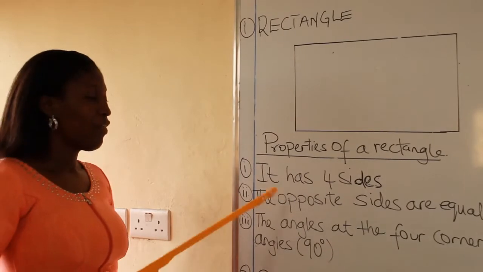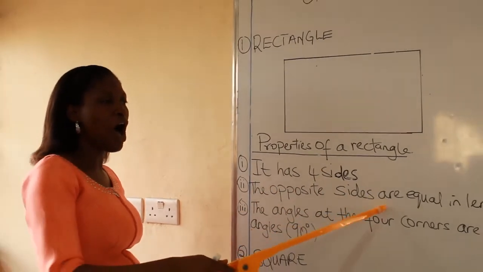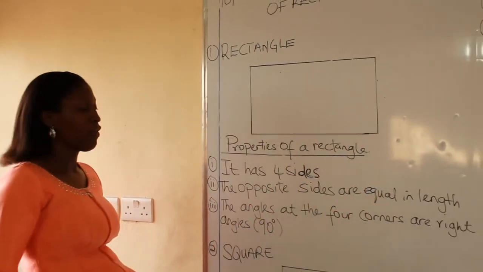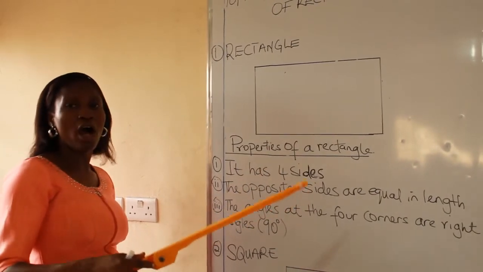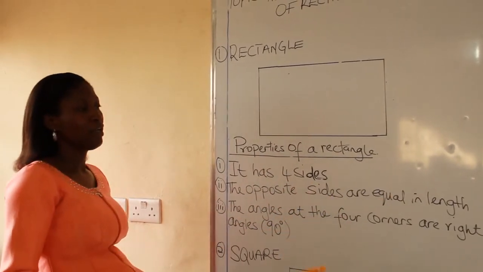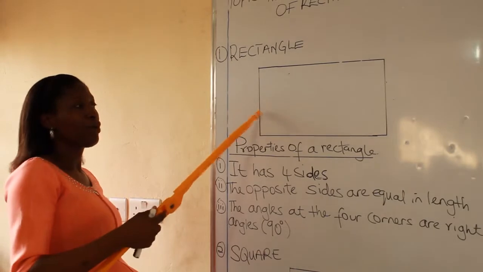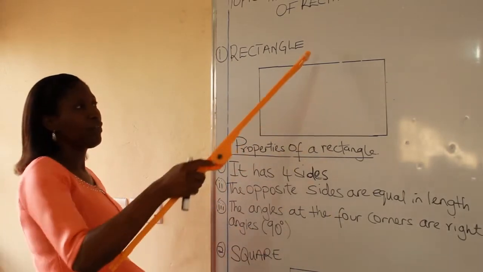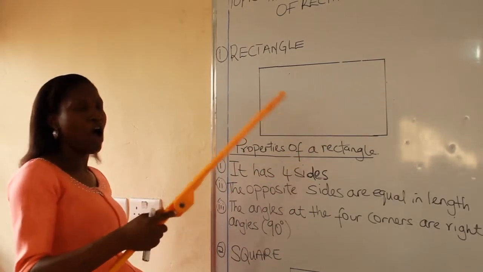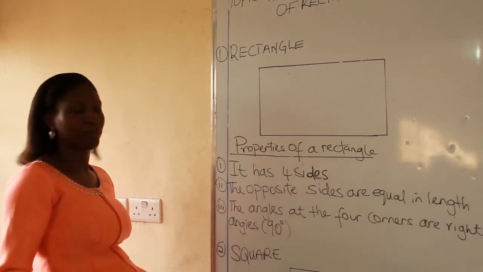Number 2, the opposite sides are equal in length. Now you can see the rectangle on the board. The opposite sides are equal in length.